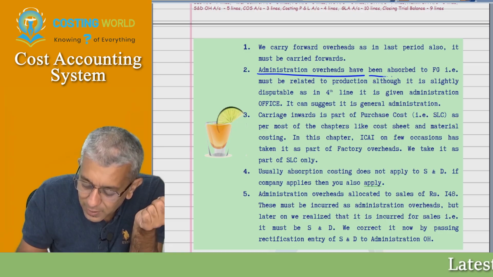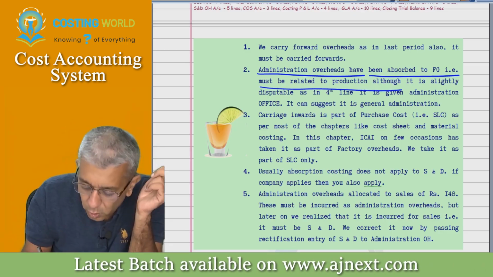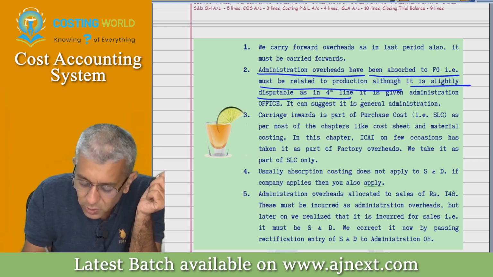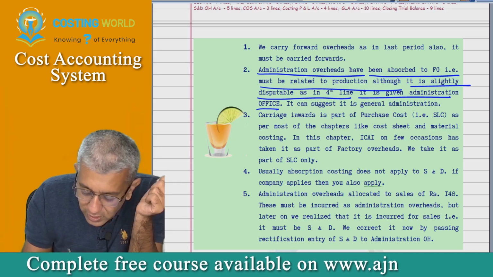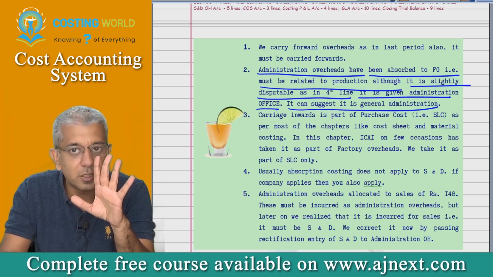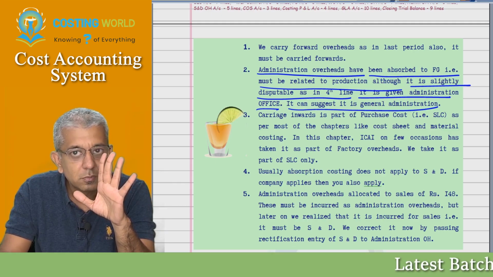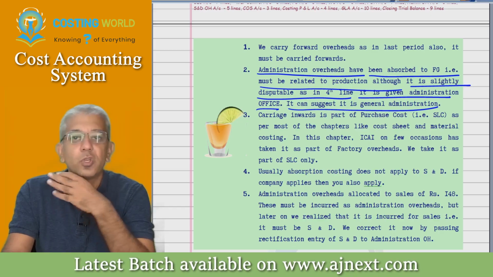Administration overheads have been absorbed into finished goods. That must be related to production, although it's slightly disputable, as on the fourth line it is given as administration office. It can suggest general administration. Is my discussion clear? Yes, sir.